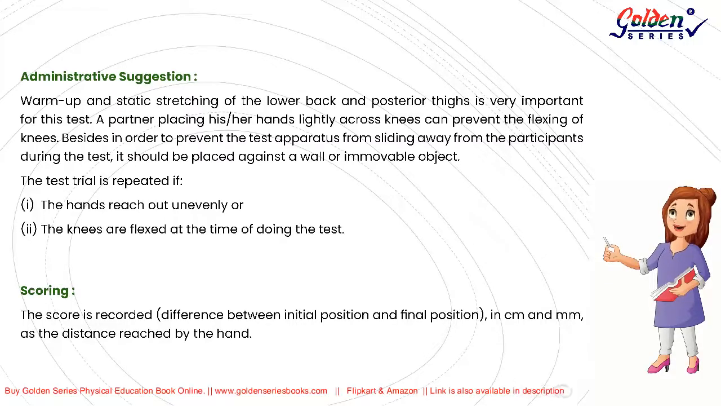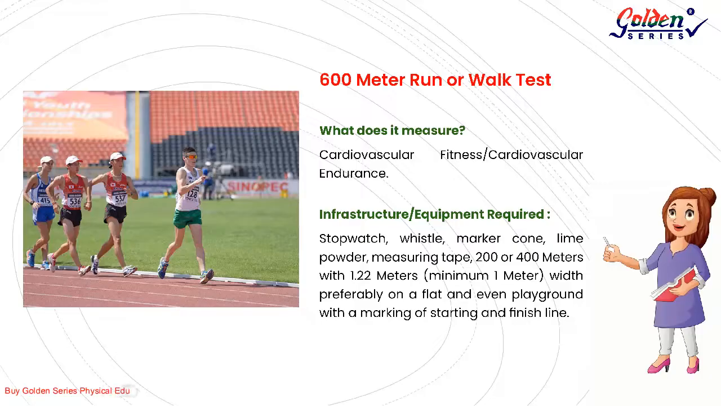The test trial is repeated if 1. The hands reach out unevenly, or 2. The knees are flexed at the time of doing the test. Scoring. The score is recorded, difference between initial position and final position, in cm and mm, as the distance reached by the hand.